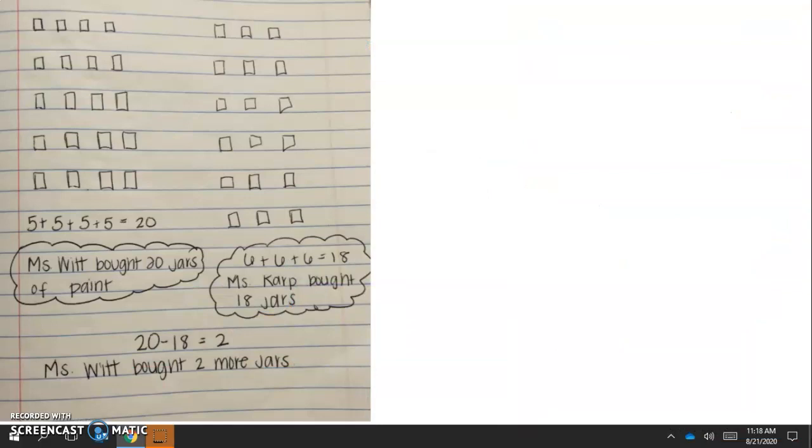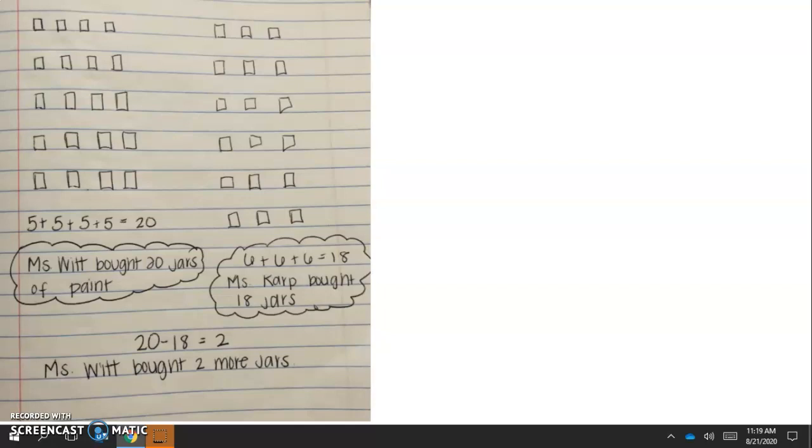Now we're going to look at some student work samples. Let's look at student 1. Student 1 solved the equation by drawing a picture. On the left side of the paper, I can see four columns with 5 rows. I can see 5 rows and 4 columns. This is going to give student 1 the equation 5 plus 5 plus 5 plus 5 equals 20. And they said Miss Witt bought 20 jars of paint.